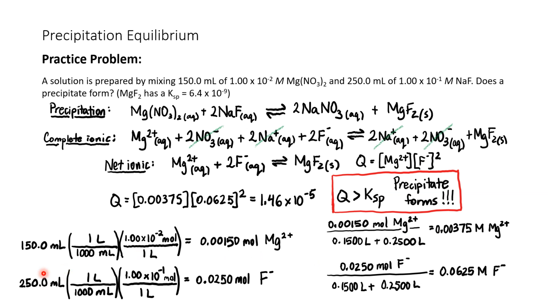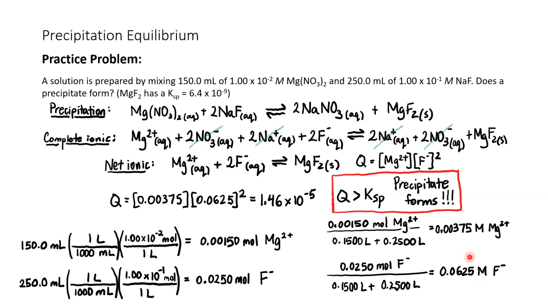Same situation where you're trying to calculate the concentration of your F minus. You have 250 milliliters of it, convert to liters, and now multiply by the concentration of it right over here to get the moles of F minus in there. Okay, you got your moles of F minus divided by liters to get concentration, molarity, divide by the total volume, just like we did over here, and you get 0.0625 molar F minus.